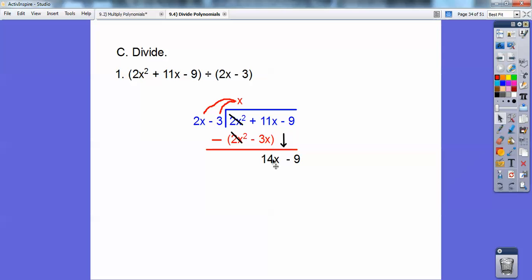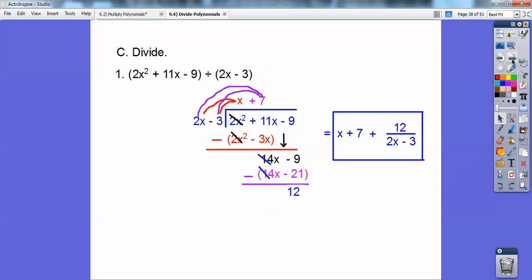2x times what gets me 14x? 2x times 7. So I'm going to write plus 7 at the top, because it's not just 7, it's plus 7. Okay, so 2x times 7 will get me 14x. So now I'm going to multiply 7 times 2x, 7 times 3, and that's what goes underneath here. So that's going to get me 14x minus 21. Parentheses, subtract, there's my remainder. So we start at the top, it's x plus 7 plus 12 over 2x minus 3. And that's how we write it. That's your answer. All right, let's try another one.